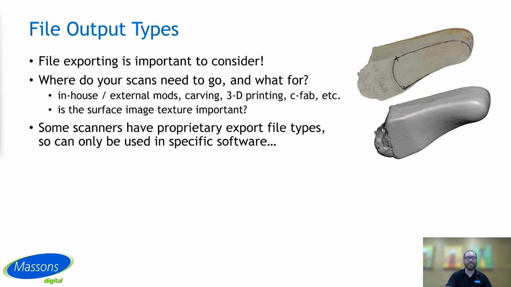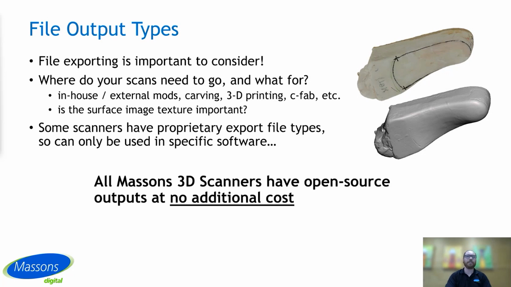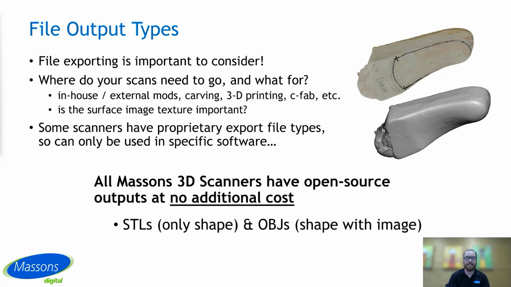Some scanners do have proprietary export file types, so they can only be used in very specific software. And this is why we're very happy to say at Massons, all of our 3D scanners have open source outputs at no additional cost. And by open source outputs, we are referring to STLs, which are the raw shape, and OBJs, which are the shape with an image.